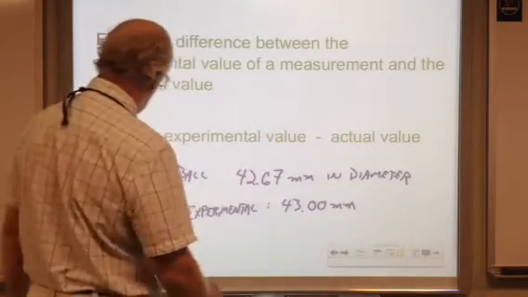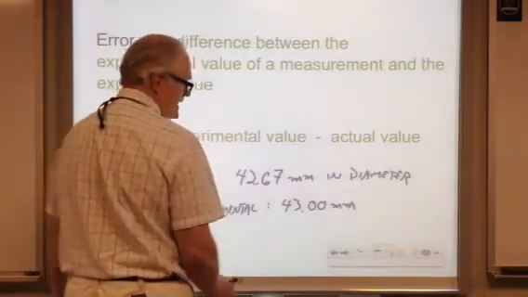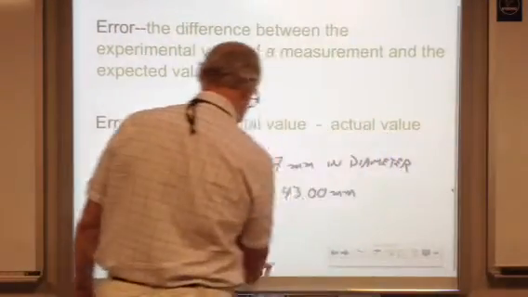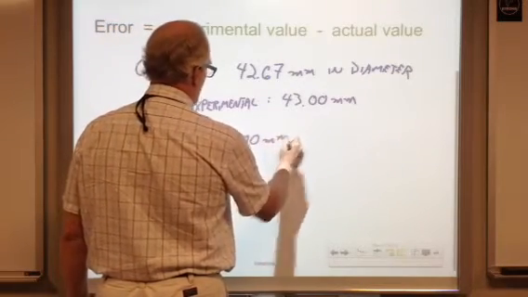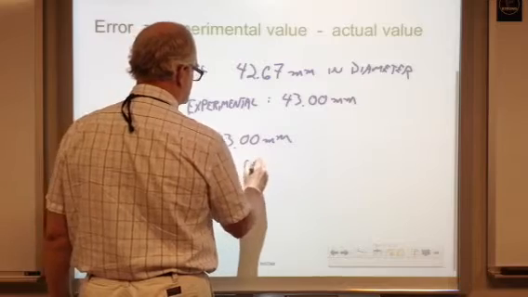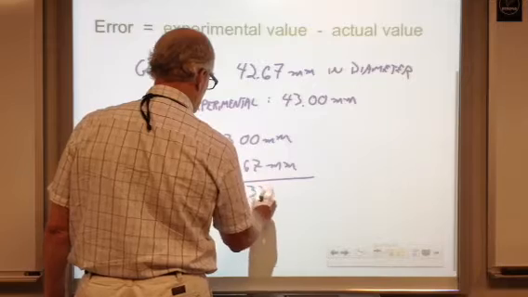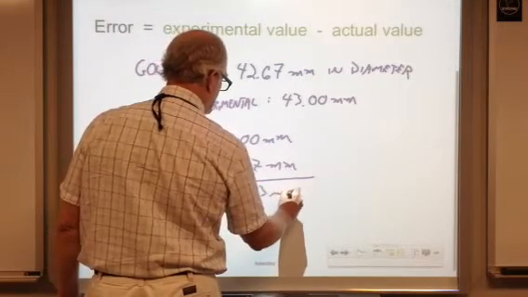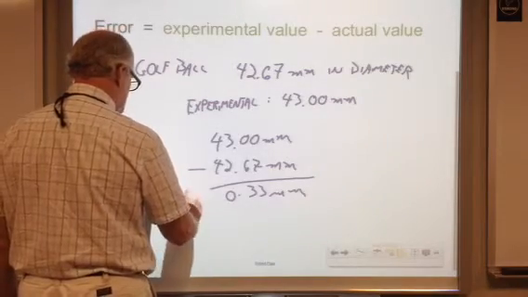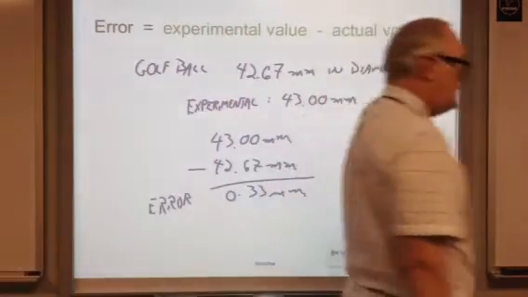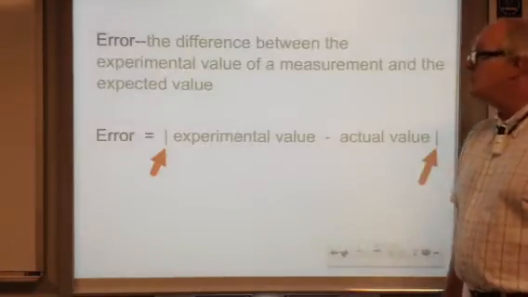Is this a good measurement or not? We can tell by subtracting. So our error in this measurement is 43.00 millimeters minus 42.67 millimeters. And so our error is 0.33 millimeters. So this is our error in this particular measurement. So we put a number on it. And we might have to have some experience to tell whether that's good or bad. But now we have a number.